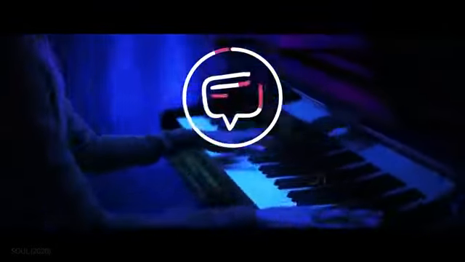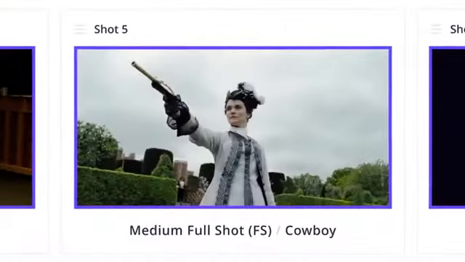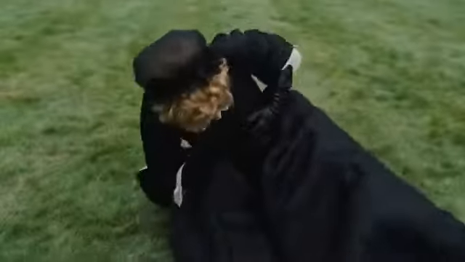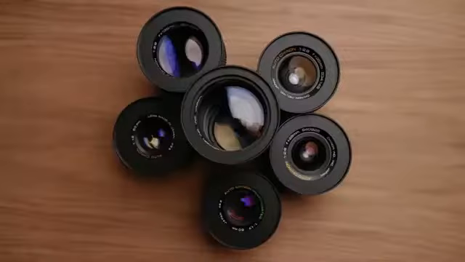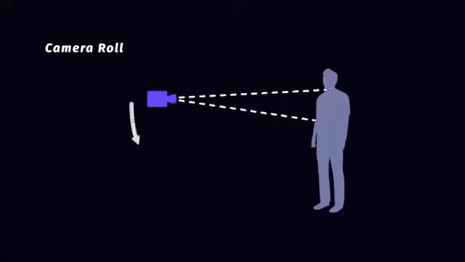Films are made up of sequences. Sequences are made up of scenes. And scenes are made up of shots. In previous episodes, we covered camera lenses, movement, and gear.